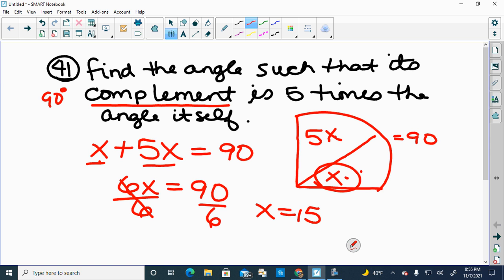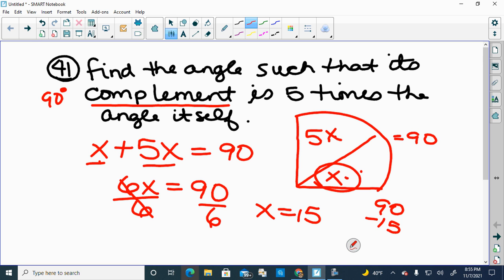So if they asked you for its complement as well, to name the angle and its complement, then you would plug 15 back into there and go 15 times 5. Or the other thing would be, the 2 are supposed to add to equal 90, so if I know one of them, then I could just subtract from 90 what I do know to find the other angle that is a complement to it. Okay, but they were just looking for 15. Okay, so x is equal to 15.